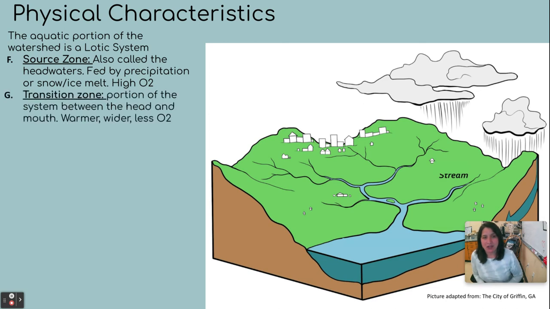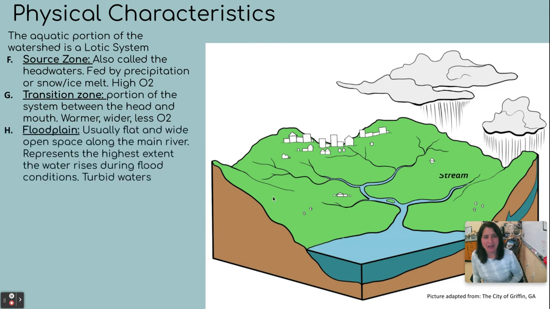Then the transition zone is that portion of the system between the head and the mouth. When you think of a river system, most of the water is going to be in the transition zone. It tends to be a little warmer, wider, with less oxygen. There tend to be more fish though, because there's more productivity and more bugs. Just because there are more plants, there are more animals living on those plants. And then the last part would be the floodplain, which is usually flat and wide.